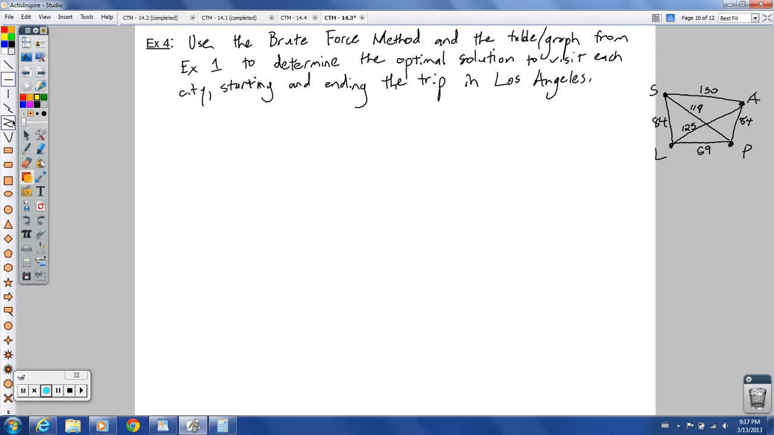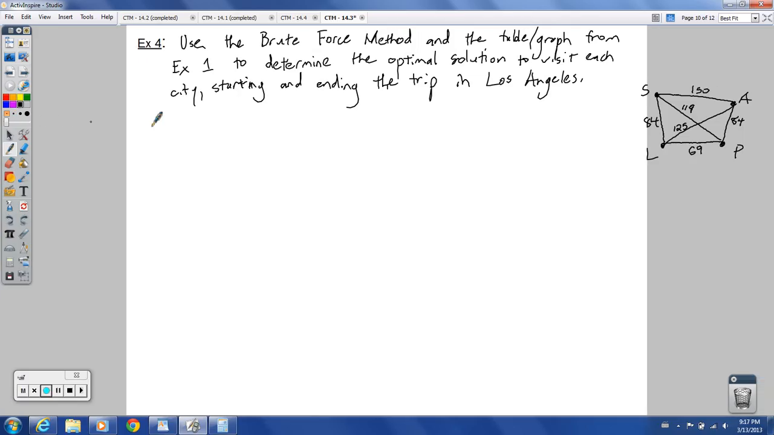Now, since there's 4 vertices, and we're drawing a complete graph here, how many possible Hamilton circuits are there? If we start at Los Angeles, we've got 3 choices first, and then 2 from there, and then just 1 from there. So it's that 4 minus 1 factorial idea. In other words, 3 factorial, which is going to be 6.